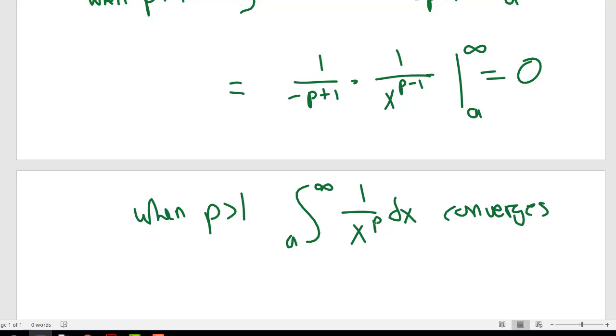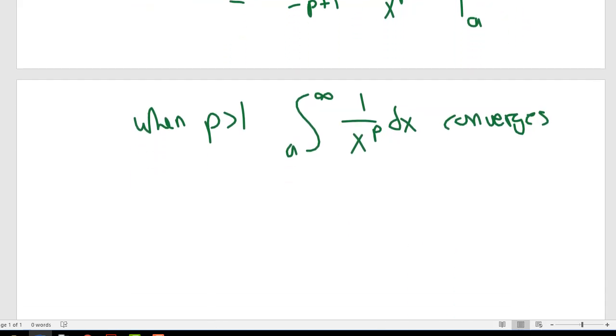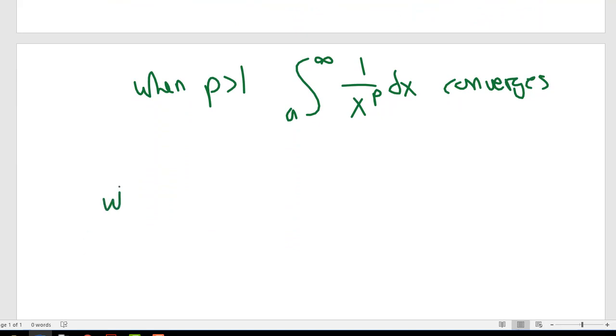All right, let's pretend p is irrational. P is pi. 1 over x to the pi, 3.14 is greater than 1, so that's going to converge. Right? 1 over x to the square root of 7, right? Whatever this number is, as long as it's greater than 1, it's going to converge. And then if we look at when p is less than 1, we're actually going to get the opposite result.